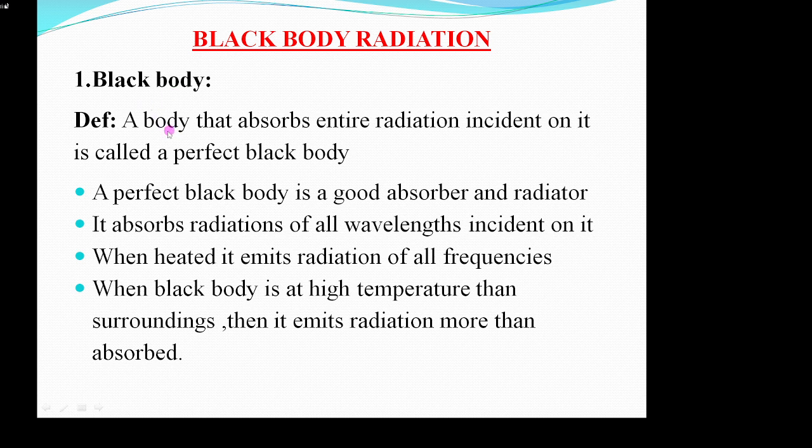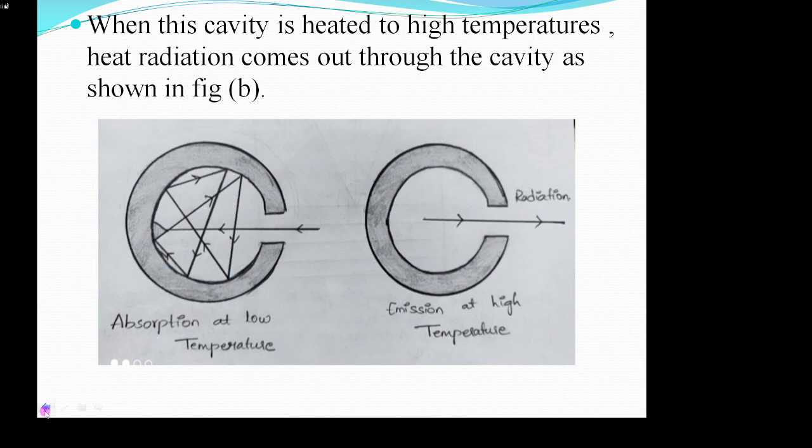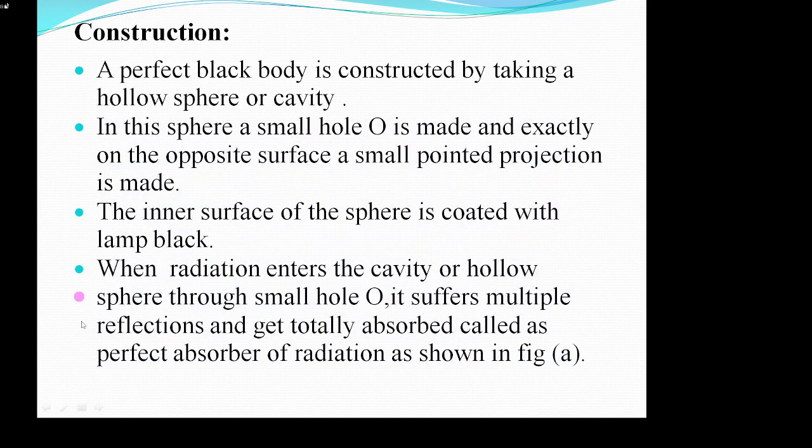We know that a black body is a perfect absorber and perfect radiator. Means it can absorb all the radiations and it can emit all the radiations also. So when it absorbs radiations and when it emits radiations, we'll see now. Okay. Now, what are the properties of the black body? We'll see now.